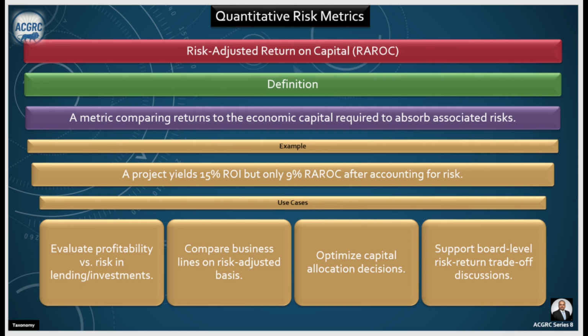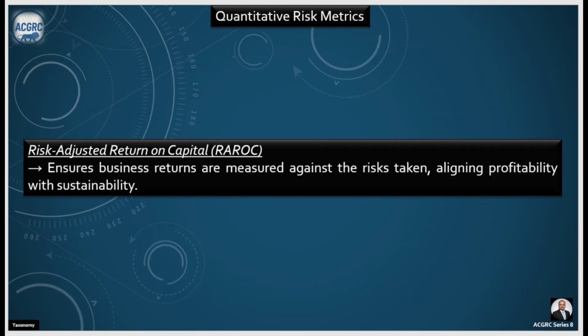RAROC is used for evaluating profitability versus risk in lending and investments. It is used for comparing business lines on a risk adjusted basis, or for optimizing capital allocation decisions. It helps to support board level risk return trade off discussions. So, risk adjusted return on capital ensures business returns are measured against the risk taken, aligning profitability with sustainability.